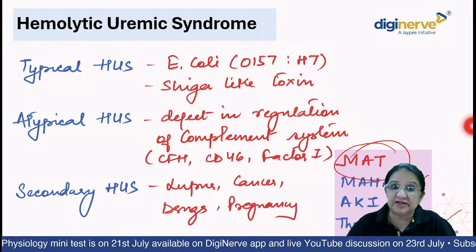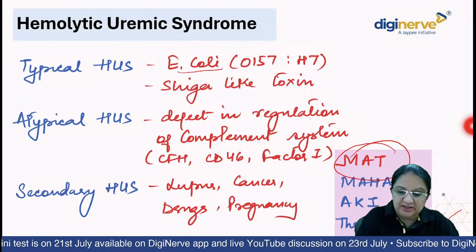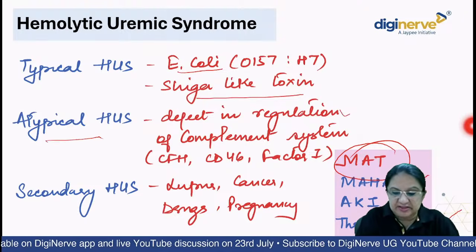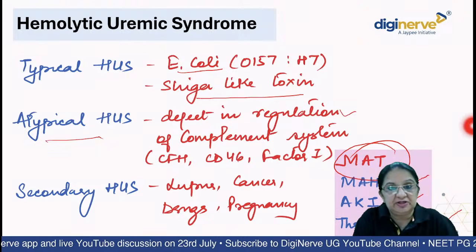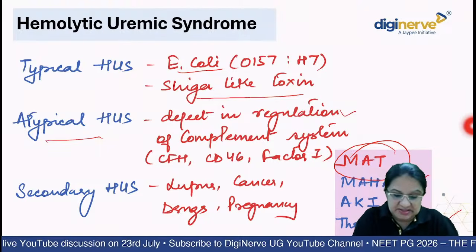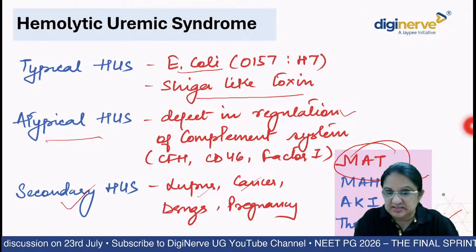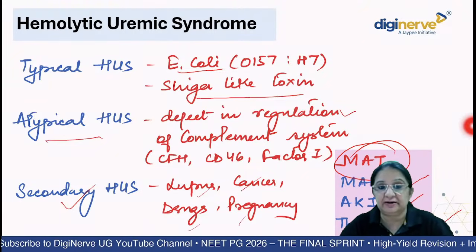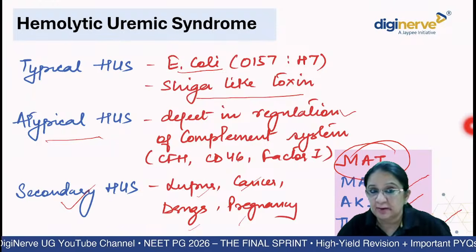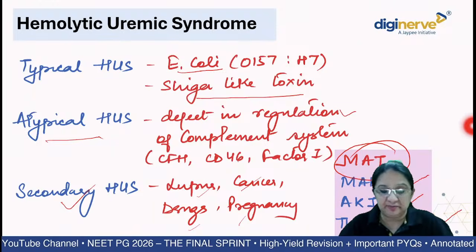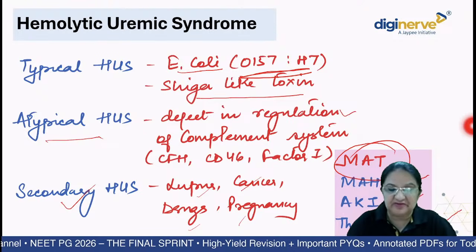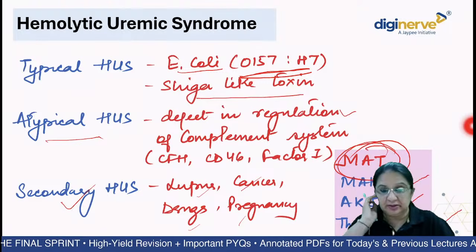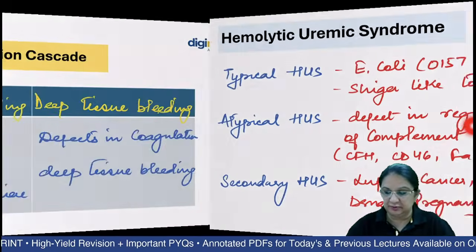The typical HUS is caused by E. coli, Shiga-like toxin. Atypical HUS is usually seen with a defect in regulation of the complement system. Secondary HUS is seen in lupus, cancer, drugs, and pregnancy. I'm not going into detail of each of these, as we've studied enough in our comprehensive lectures. But just remember, hemolytic uremic syndrome, E. coli O157:H7, and MAT: microangiopathic hemolytic anemia, acute kidney injury, and thrombocytopenia.